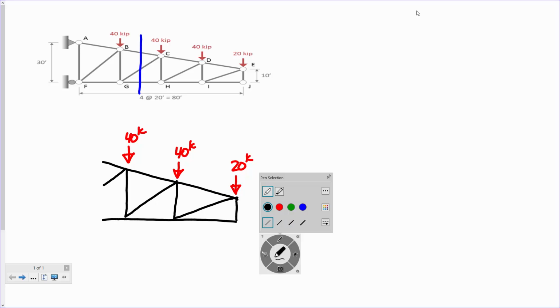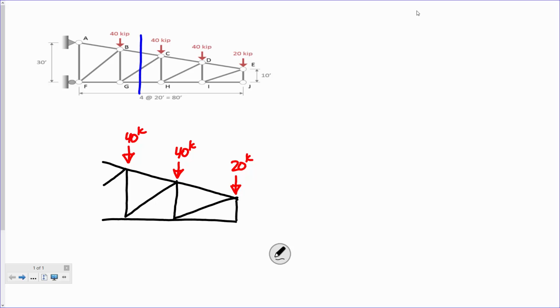Oh, there we go. I can, yeah, the buttons can change the color up here, so I'm going to use that. Thank you very much. Okay, so here's my truss, the section I cut. Now, I don't have any unknown support reactions, but I've got 3 unknown forces in each of these members, right?